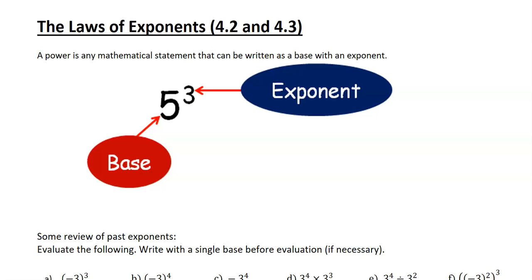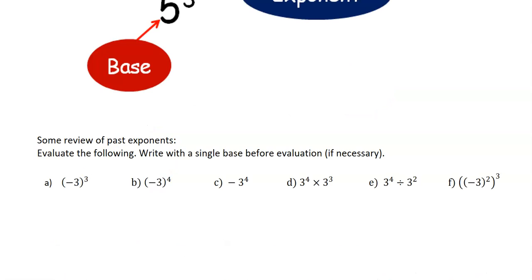So let's look at what an exponent is first off. Well, it comes from a power. Something that is a power has both a base and an exponent. And you can see it written there, 5 to the power of 3. The exponent is 3, the base is 5. So let's do a little bit of review of exponents that we would have seen in the past as we get into these exponent laws.